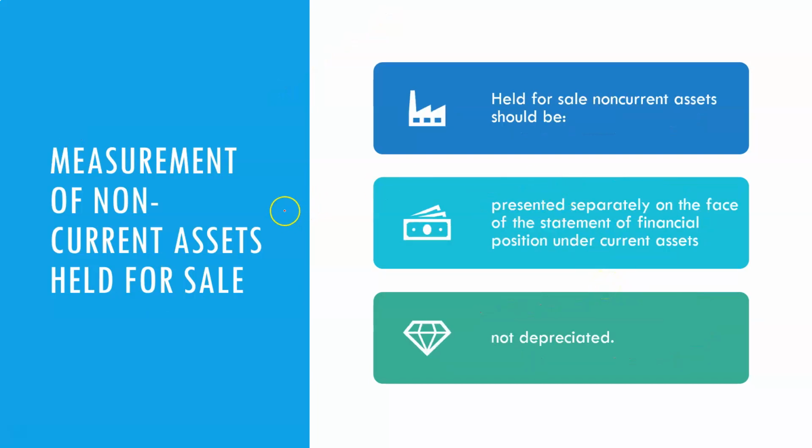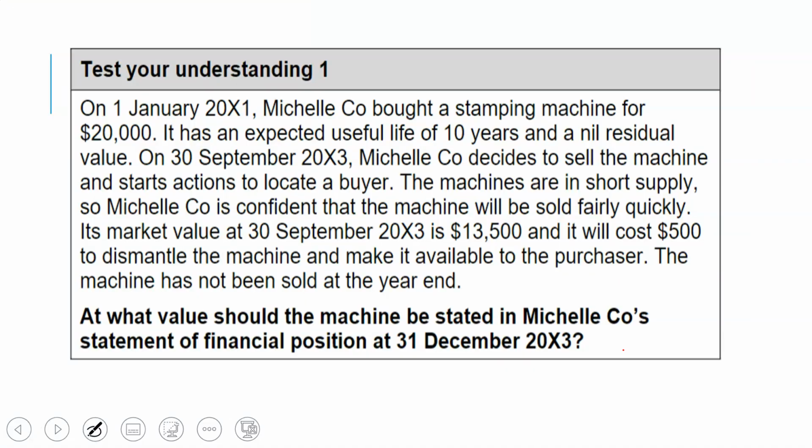Right. Measurement of non-current assets. So, again, like I said here, this should be presented separately on the face of the statement of financial position under current assets, and we no longer depreciate the asset. So let's look at this quick example.